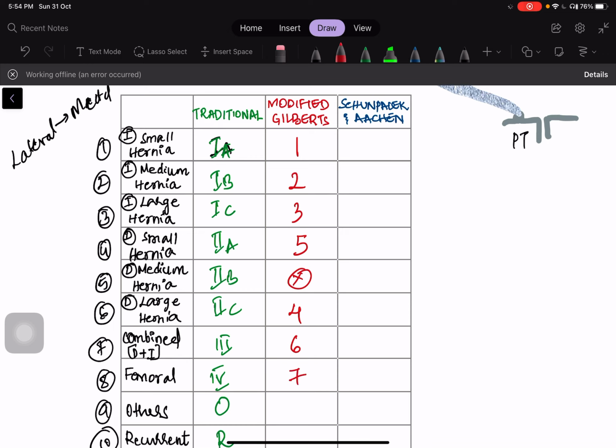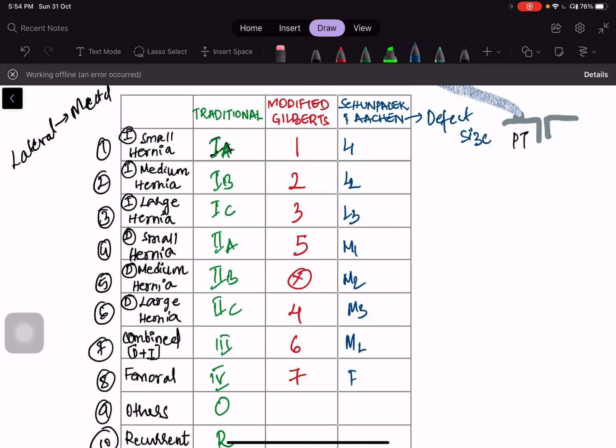Coming to the Schein-Pollack or Aachen classification, it is mainly based upon the defect size. Since the indirect hernia is a lateral hernia, it is given the names L1, L2, and L3. The same goes for the direct hernia, because it's a medial hernia: M1, M2, and M3. Because it's a combined hernia, it's given the term ML, and the femoral hernia is given the term F.